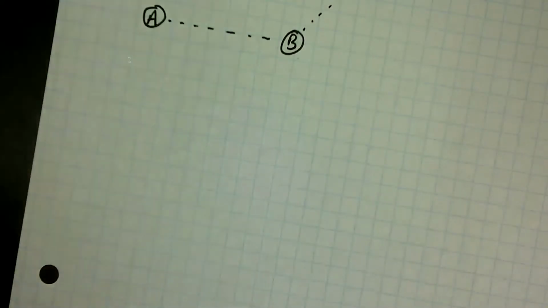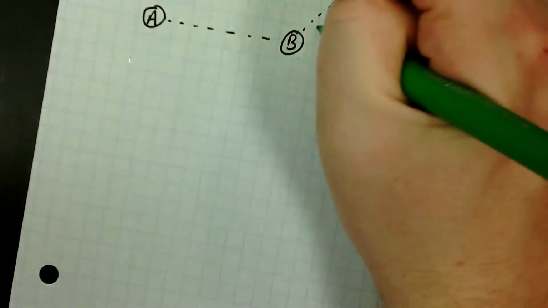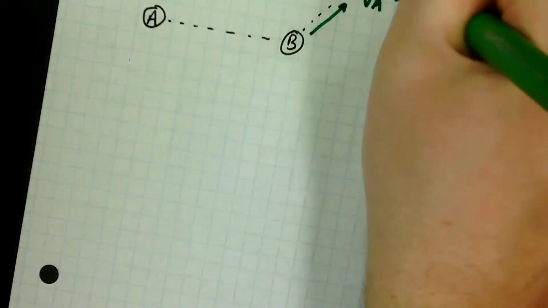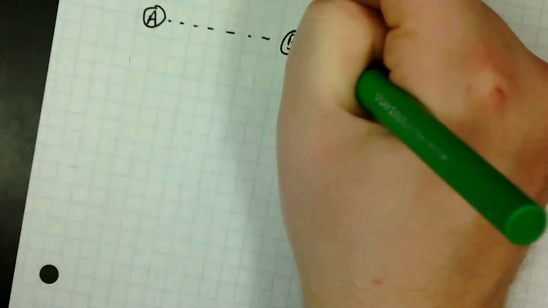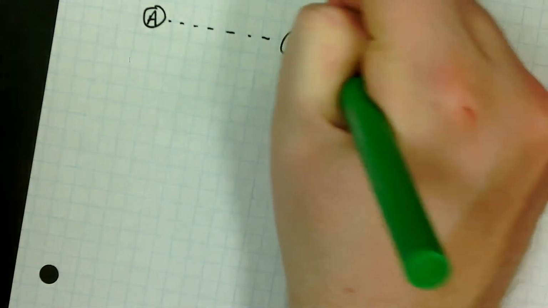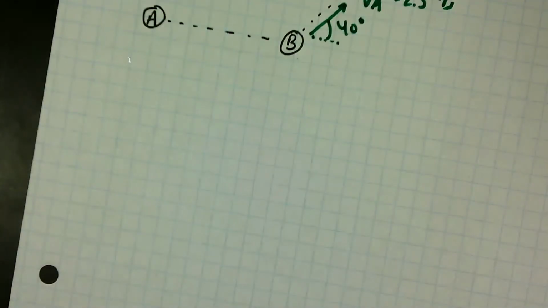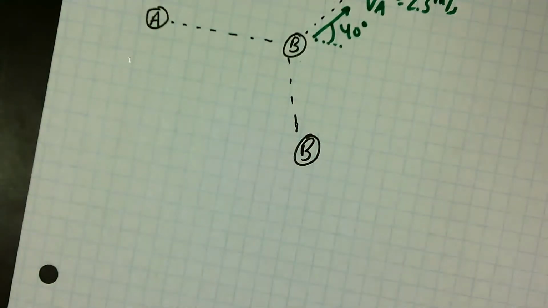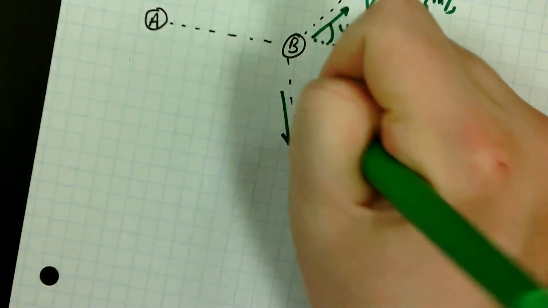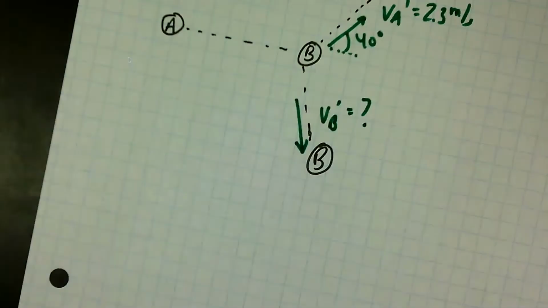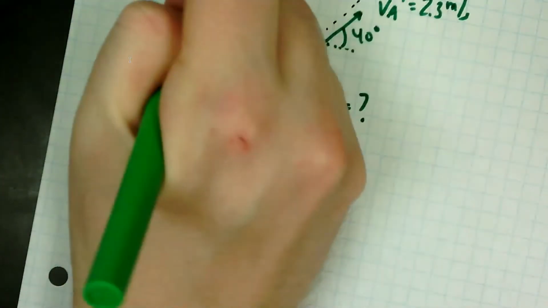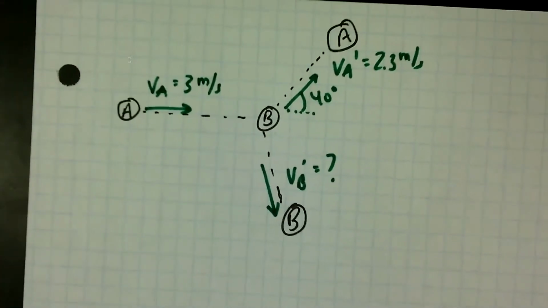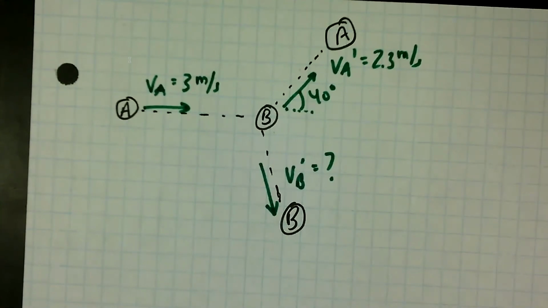All right. At 2.3 meters per second. And the angle is 40 degrees. And then we want to know, what is B doing? So something like that. Is that better?